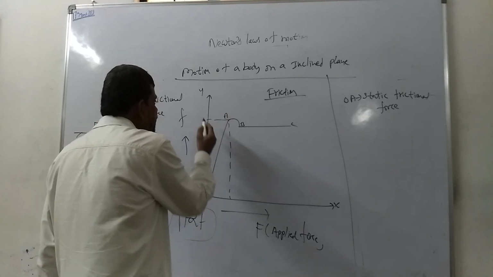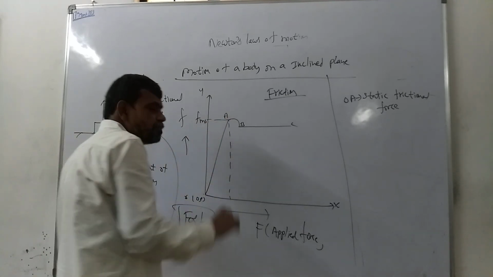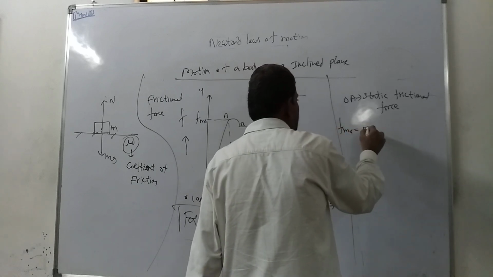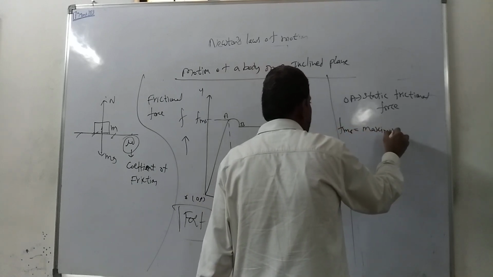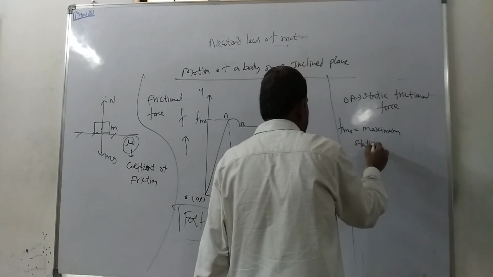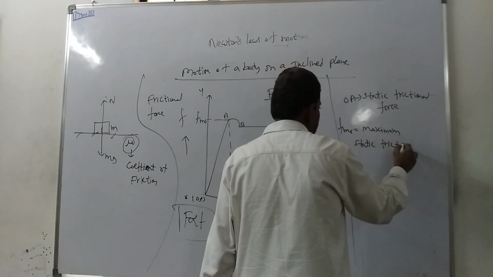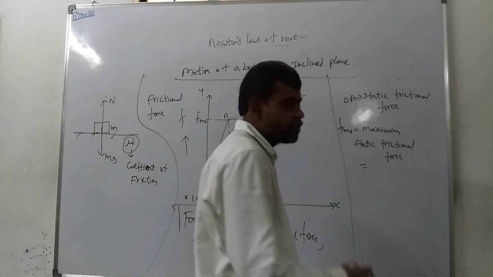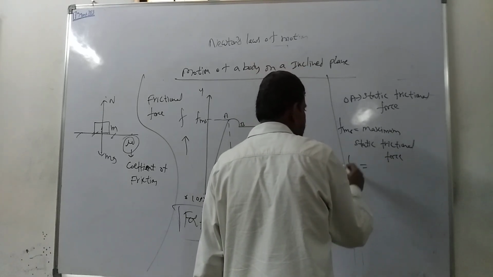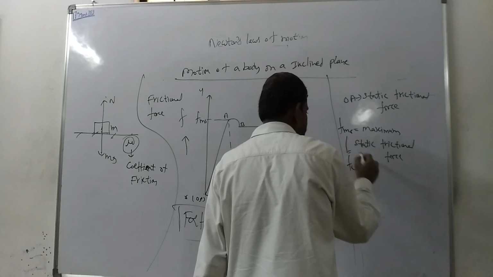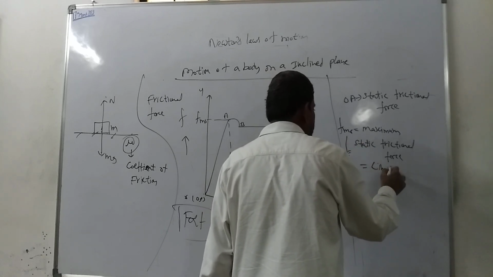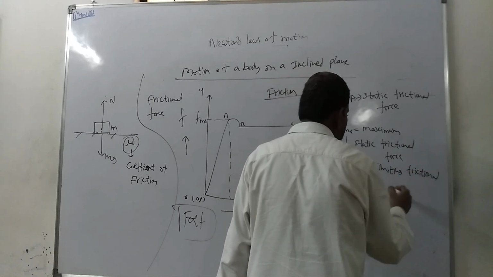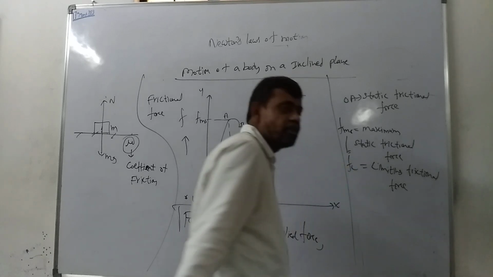Okay, now at the A position we have some FMS. FMS means maximum static frictional force. This is also called FL. FL means limiting frictional force. Both are the same: limiting frictional force.